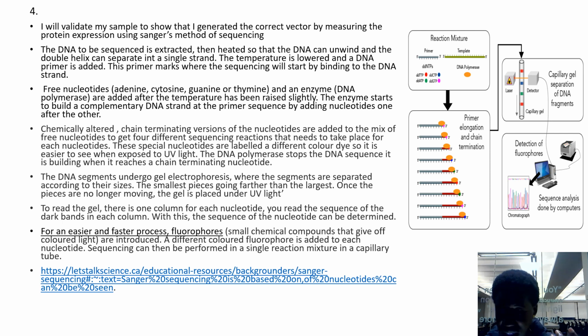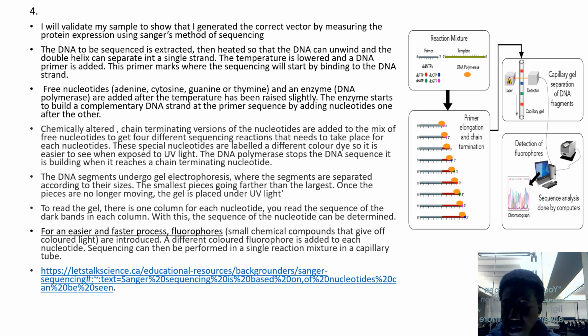Now, to validate if I have the correct vector, I will be using the Sanger sequencing method. The Sanger method has to do with unwinding the DNA, forming a single strand, and then adding a DNA primer, which marks where the sequencing will start by binding to the DNA strand. Then we add the nucleotides and the enzyme DNA polymerase.